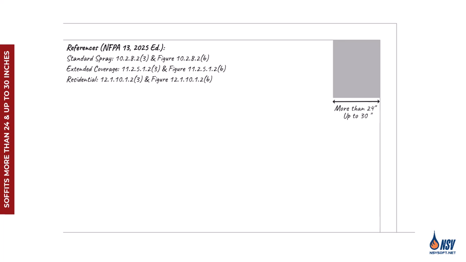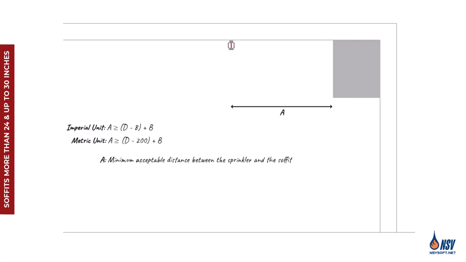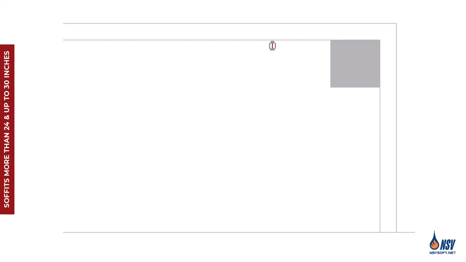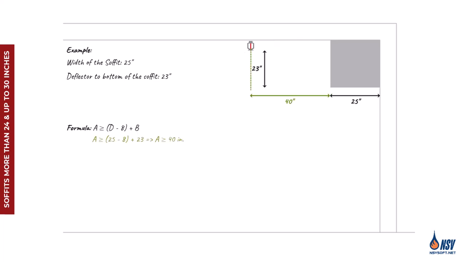For soffits wider than 24 and up to 30 inches, NFPA specifies a formula to determine proper sprinkler placement. In this formula, A represents the minimum acceptable distance between the sprinkler and the soffit. B is the vertical distance between the sprinkler deflector and the underside of the soffit, and D denotes the width of the soffit. For example, if the soffit width is 25 inches and the vertical distance between the deflector and the bottom of the soffit is 23 inches, the calculated value of A will be 40 inches.